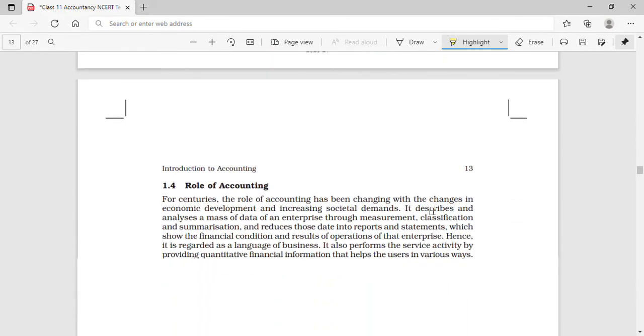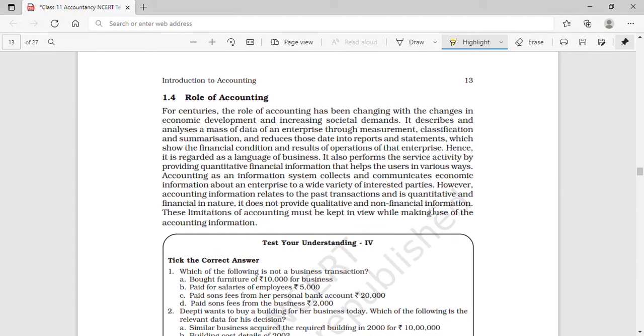Next is the rules of accounting. As I discussed earlier, accounting is to collect information and communicate your economic data, which is quantitative and financial in nature. It does not take qualitative and non-financial information. The accounting information relates to past transactions and it is quantitative, always in terms of monetary value. It won't take into consideration that, oh, I'm sick today. In the company, if the manager is sick, that does not come into accounting. It's only quantitative and financial in nature.